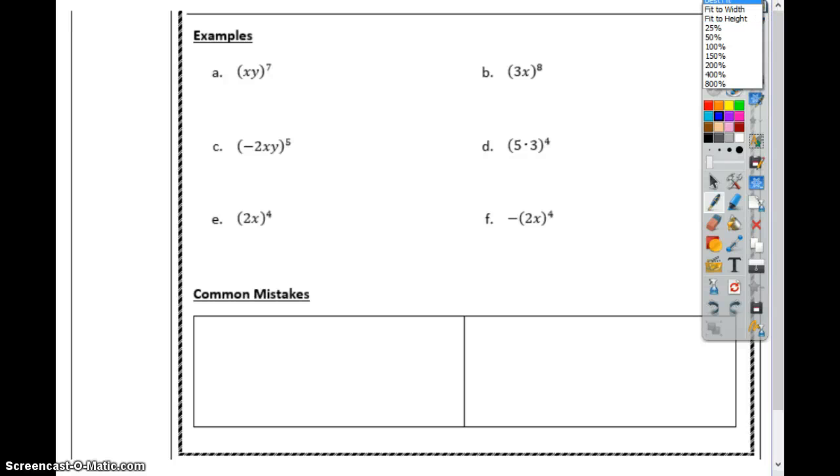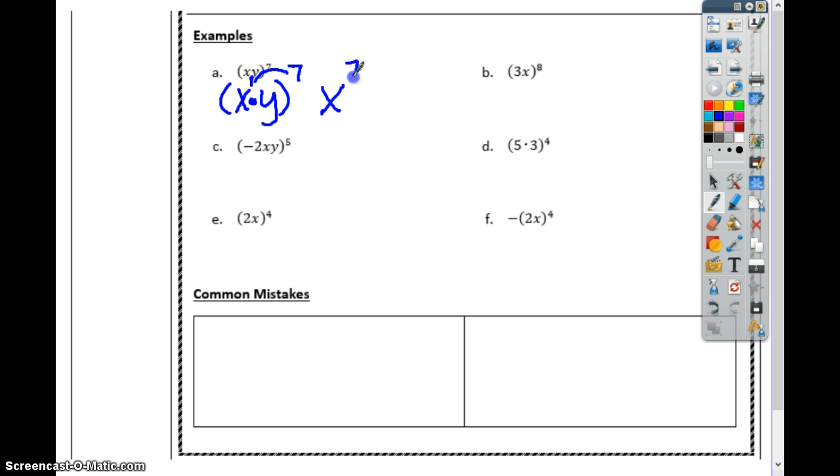Example, letter A. Now we need to break this up. Remember, this is like x times y. They're separate, 2 separate factors here. 7 times x to the 1 is x to the 7. And then we have y to the 1 times y to the 7. 1 times 7 is 7. So we have x to the 7th, y to the 7th.